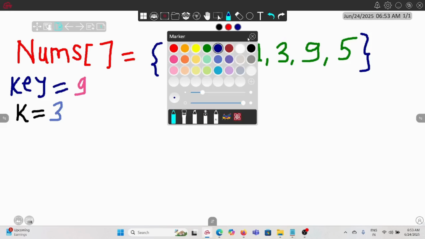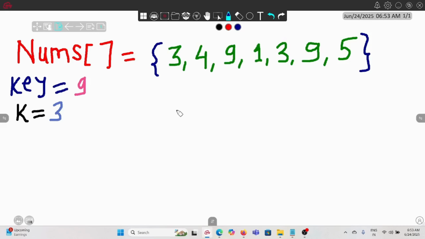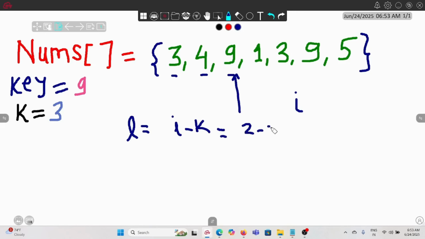So what we will do is we will start here. Whenever we reach a key, let's say at index i we found a key. Then what would be the left side? Because we have to add all that range. The left side would be i minus k. Now i is our 2, so it would be 2 minus 3, which becomes minus 1. Minus 1 is not an index that we have to take care of.